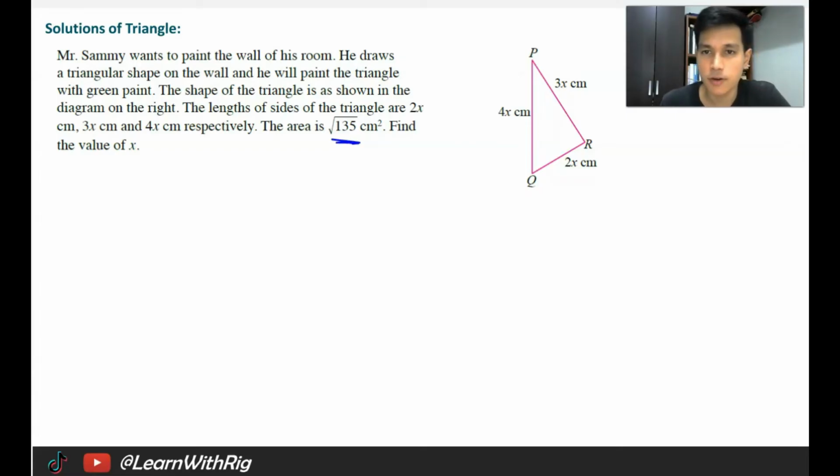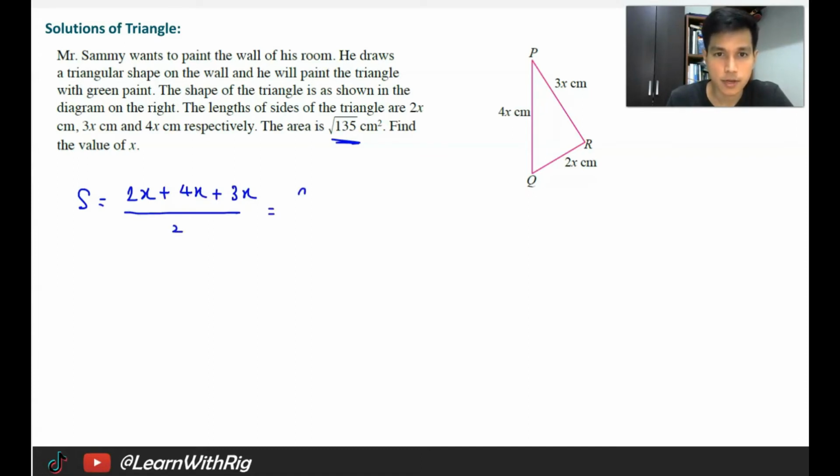In this case, it's very obvious, because there is no angle involved, right? So you cannot use the first formula. You can only use Heron's formula. First, make sure you find the S value. S value is 2x plus 4x plus 3x divided by 2. You should get 9 over 2x. Is that correct? 3, 5, 9, correct. So 9 over 2x, that's your S value.